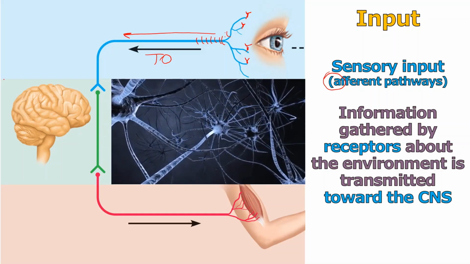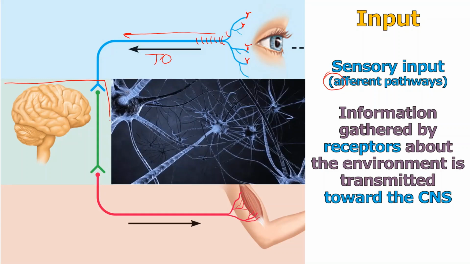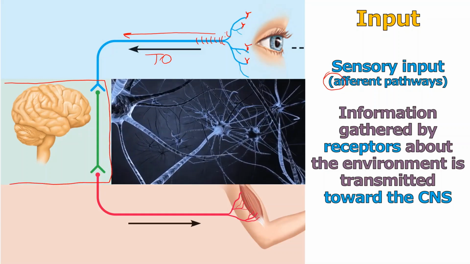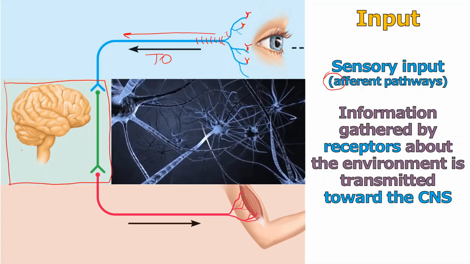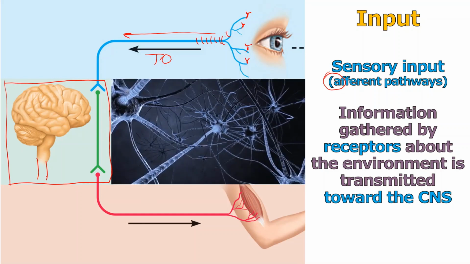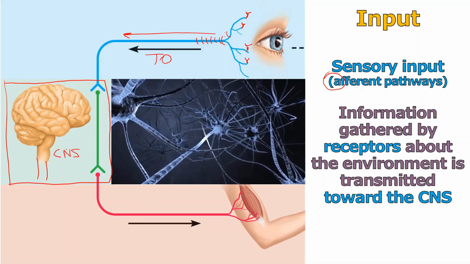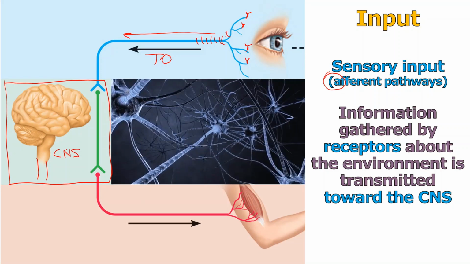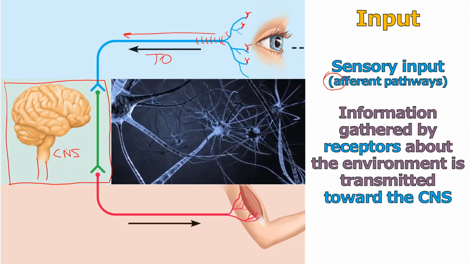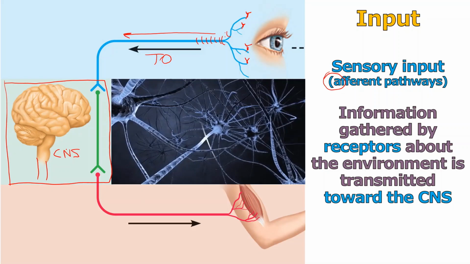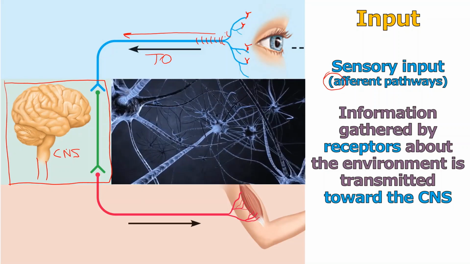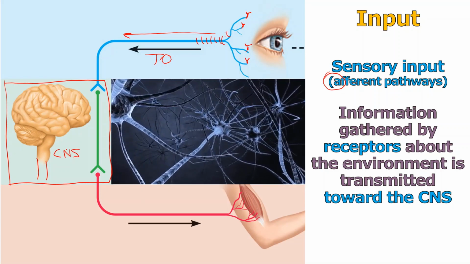And of course, where are we taking it? Well, we're taking it here to the central nervous system. So in red, I'll box this brain, but it could also be the spinal cord down here. This is the central nervous system. So if a receptor is picking up information and that is being transmitted toward the central nervous system, this is known as an afferent or a sensory pathway.